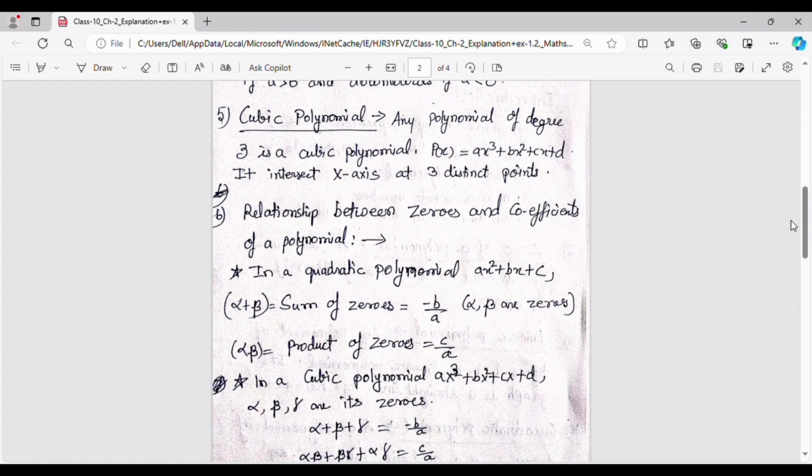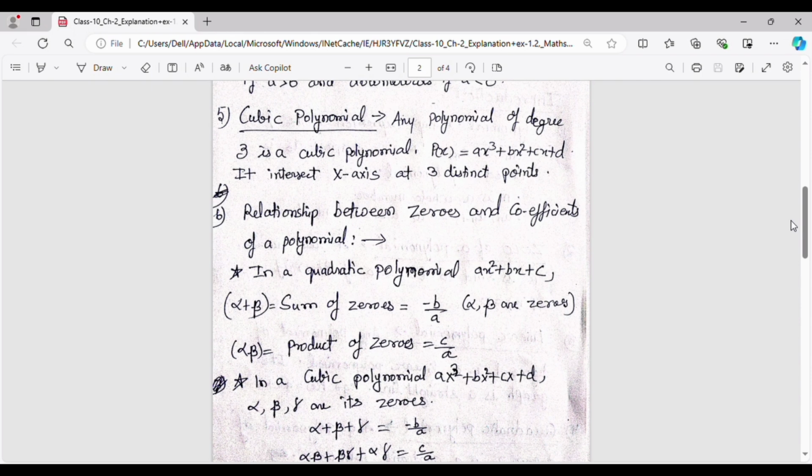So next is cubic polynomial. Any polynomial of degree 3 is a cubic polynomial. p(x) equals ax cube plus bx square plus cx plus d. This type of polynomial, when we draw its graph, intersects the x-axis at 3 distinct points. So for a cubic polynomial, the highest power of the variable should be 3.